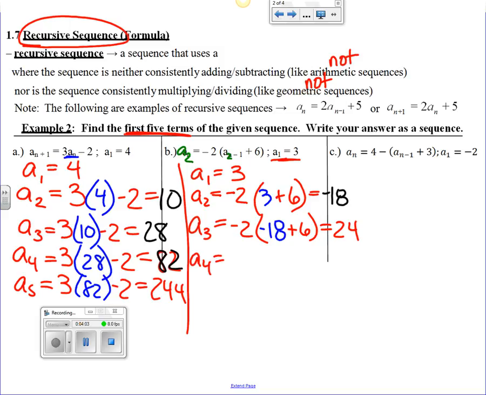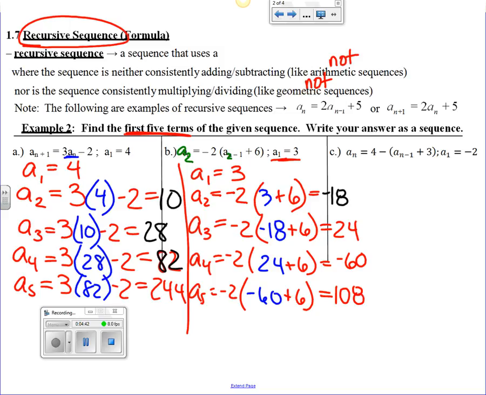A4, Sterling, give it a try. Yeah, set it up. Very good. Equals what? 60. Sorry, my fault. No, that was my fault. And Mason's not here. Jacob, A5. Anybody? Good.